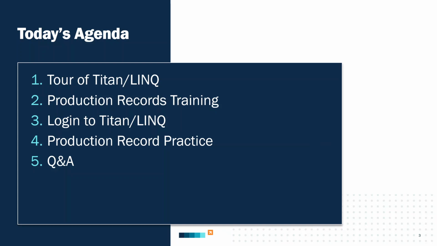So for today's agenda, we are first going to take a tour of Titan, kind of do an overview of the whole program, let you know where things are at so you know where they're located and what they're called. And then you're going to go through a production record training. This is where you're going to learn how to plan your production records, how to fill them out, and how to post and deduct inventory. And then once we get through that, it will be your turn to practice logging into Titan for the first time, and then you will go ahead and practice production records on your own.